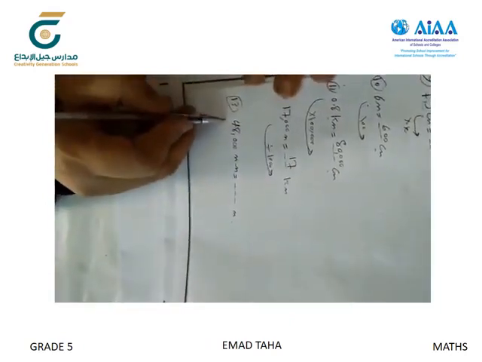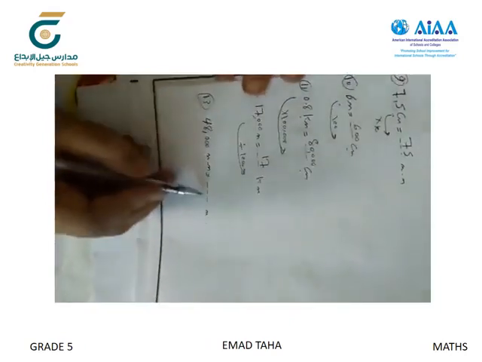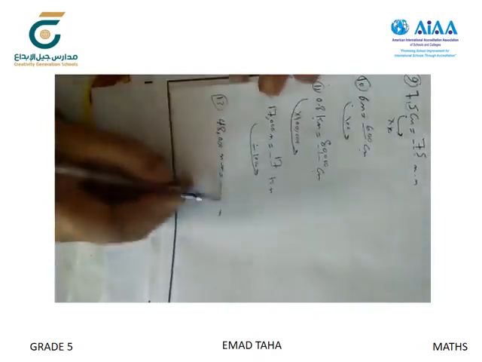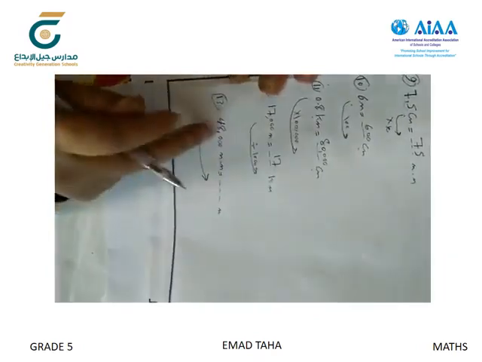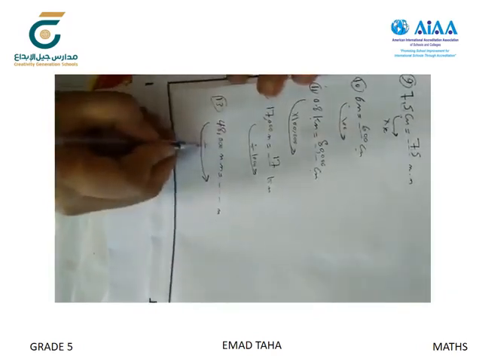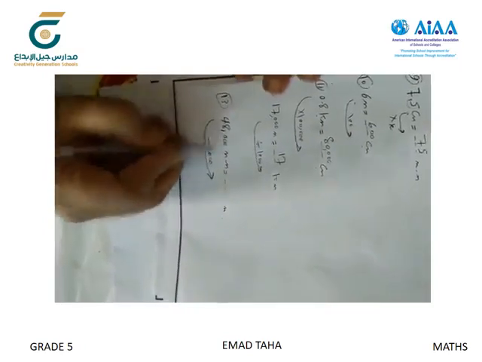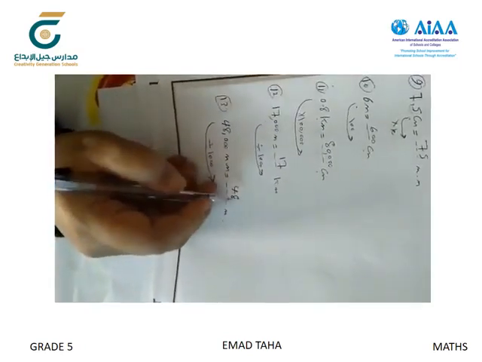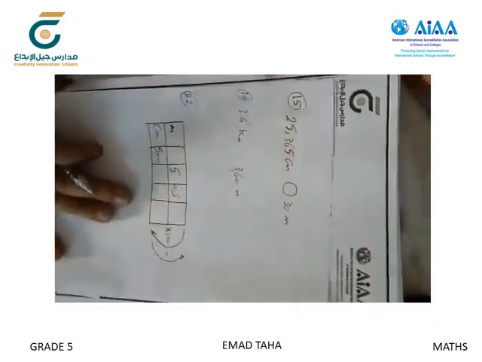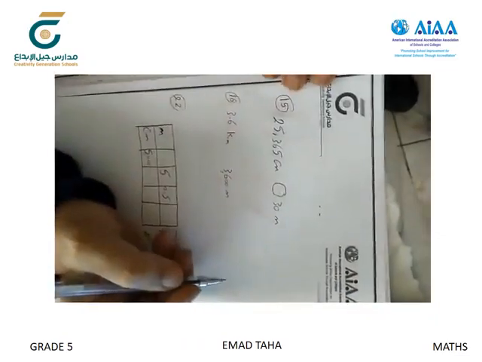Number 13, 48,000 millimeters to meters. 1 meter equals 1,000 millimeters. So we convert from smaller to greater. We divide by 1,000. Remove 3 zeros. The answer will be 48. Okay. Number 15, both bigger than, smaller than, or equal.